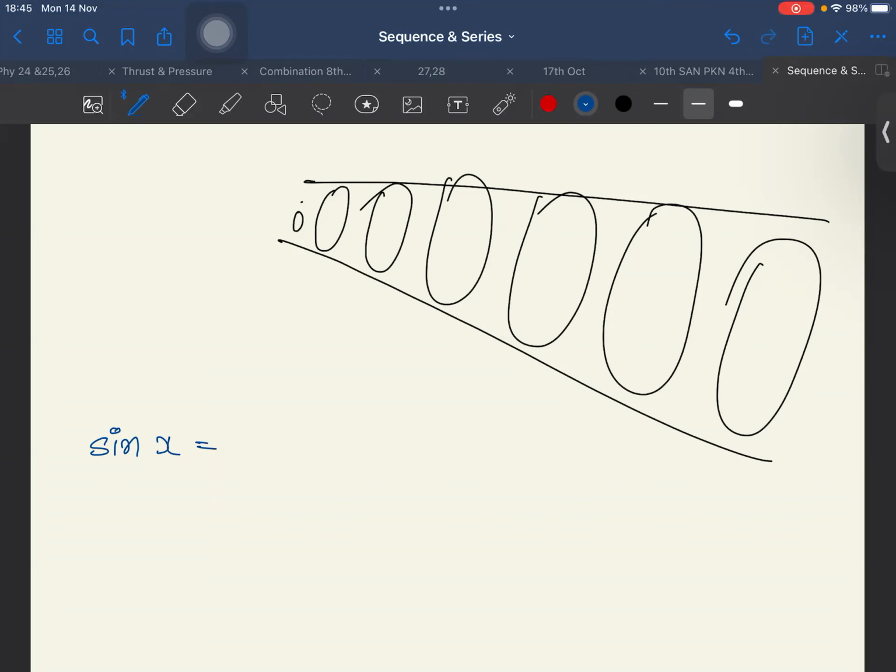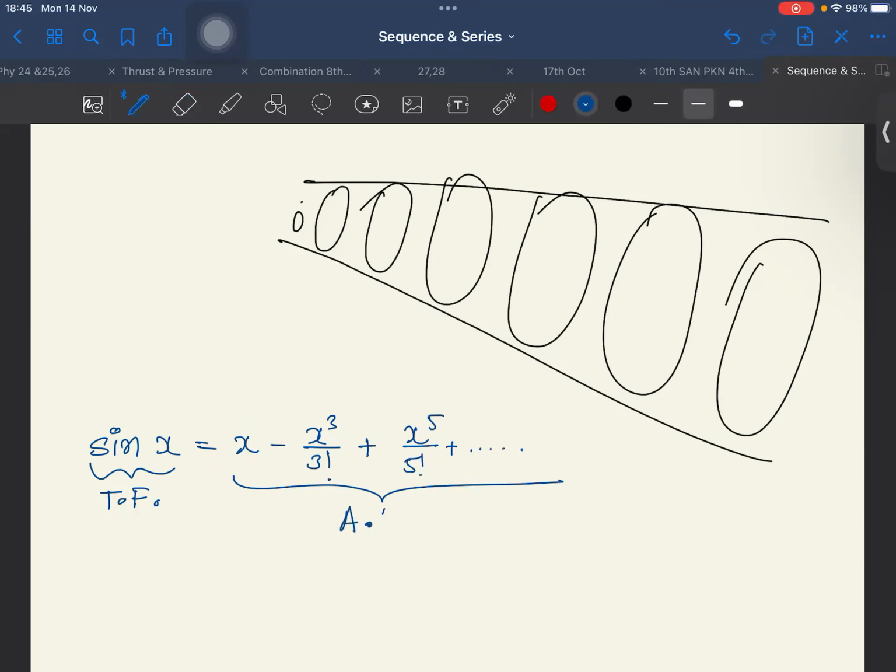Don't want that. Okay, sine and cos can also be expressed in terms of series. See, this is your trigonometric function. This can be expressed as an algebraic function like x minus x cube upon 3 factorial, sorry, it starts from x, plus x to the power 5 upon 5 factorial, and so on. So this is the algebraic function equivalent to your sin x.